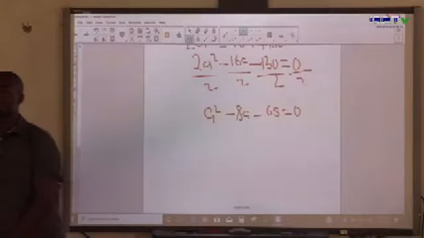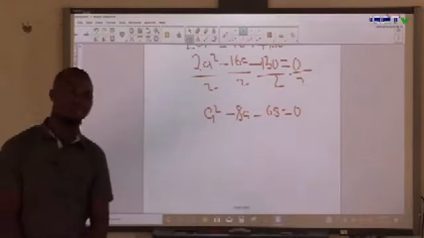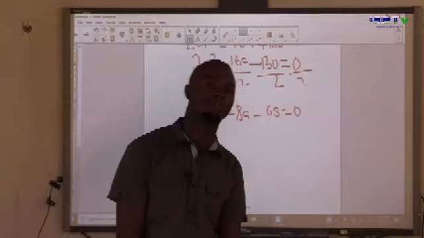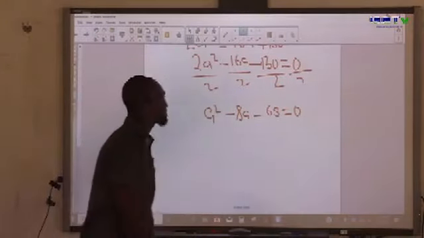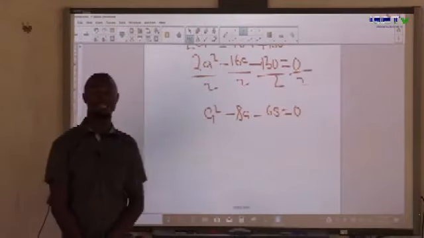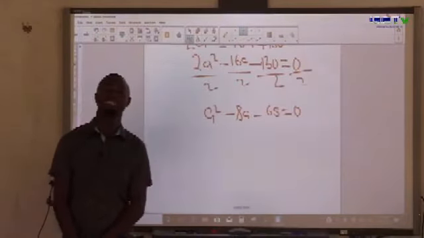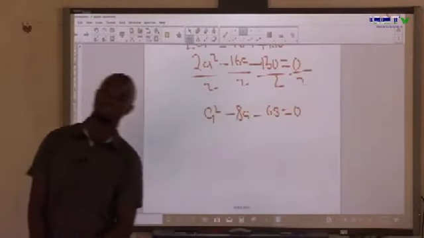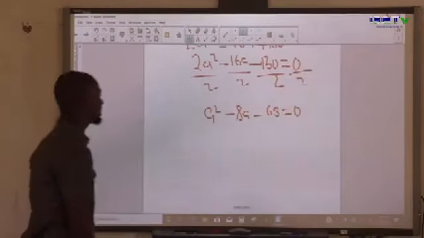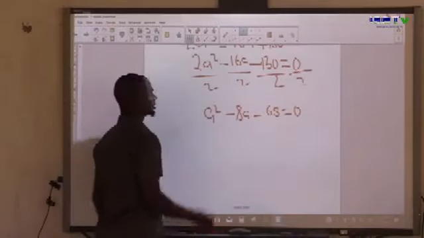If you are to factorize, look for two numbers. If you multiply them, they'll give you negative 65. And if you add these two numbers, you will have negative 8. That is negative 13 and positive 5.